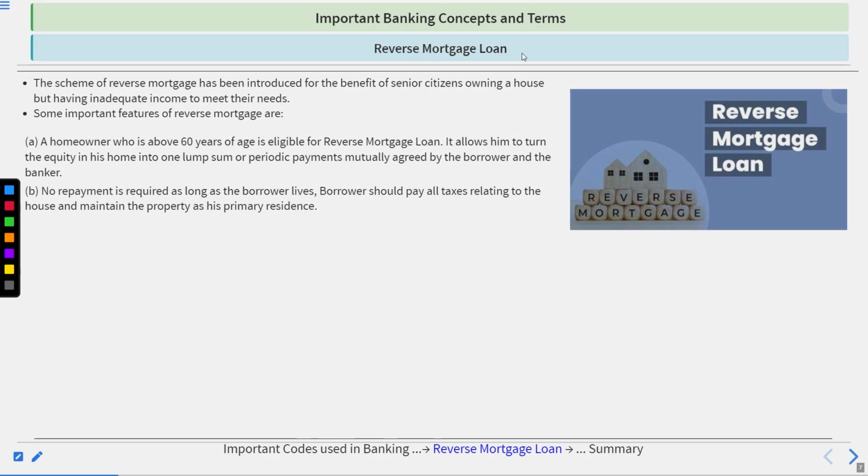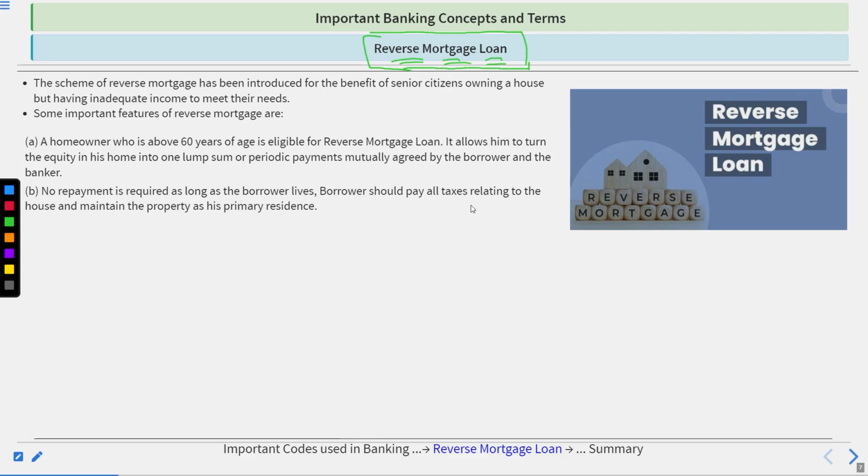Now we have the RML, which stands for reverse mortgage loan. Now what is this? Reverse mortgage loan. So simply, first we understand what we mean by mortgage loan.